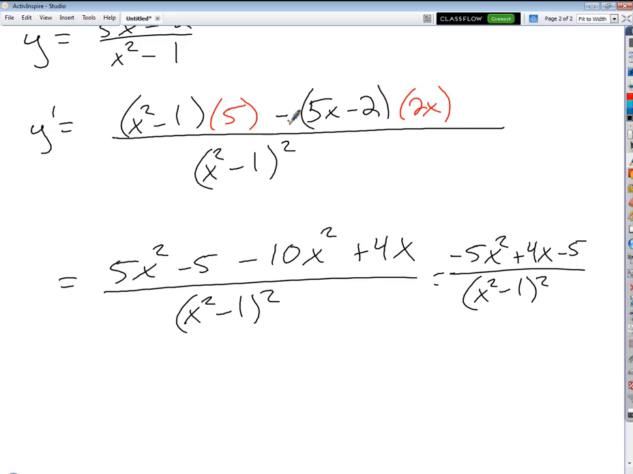So the moral of the story is that you want to use it as sparingly as possible. You really would rather not use the quotient rule, if at all possible. You'd rather pick an easier way to do a problem.